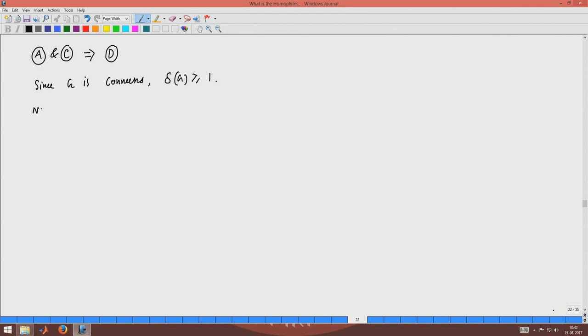Now, consider two edges x y and u v, and we have to prove that there exists a cycle containing these two edges. So, here is the edge x y and the other edge u v.